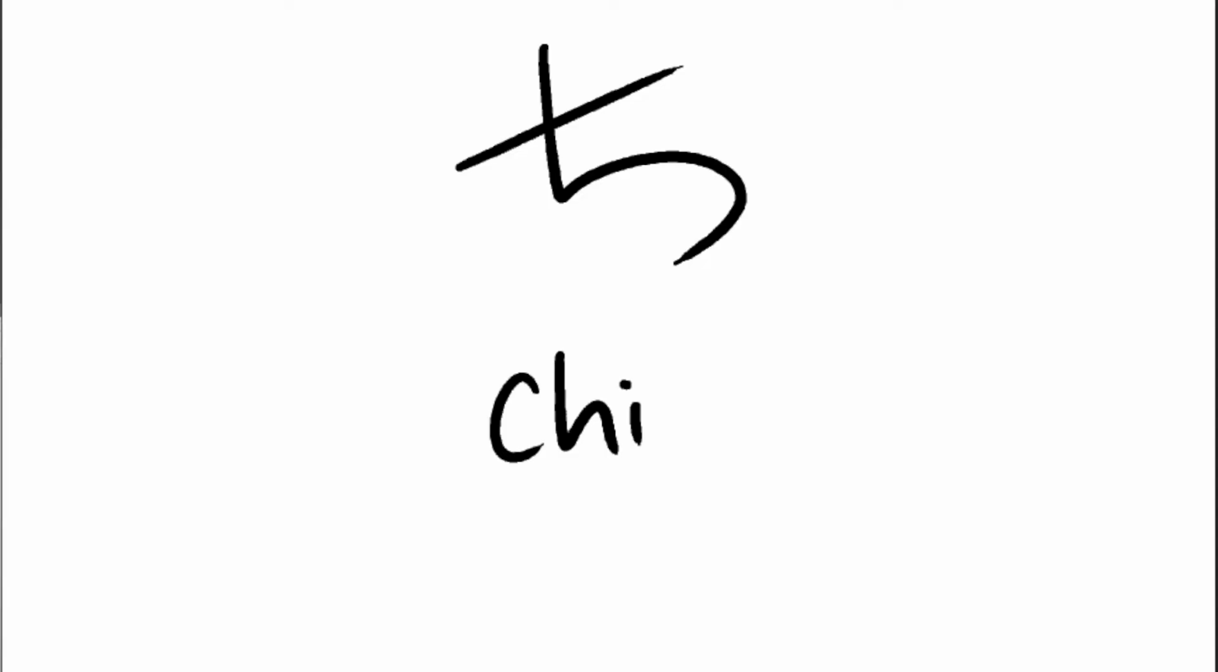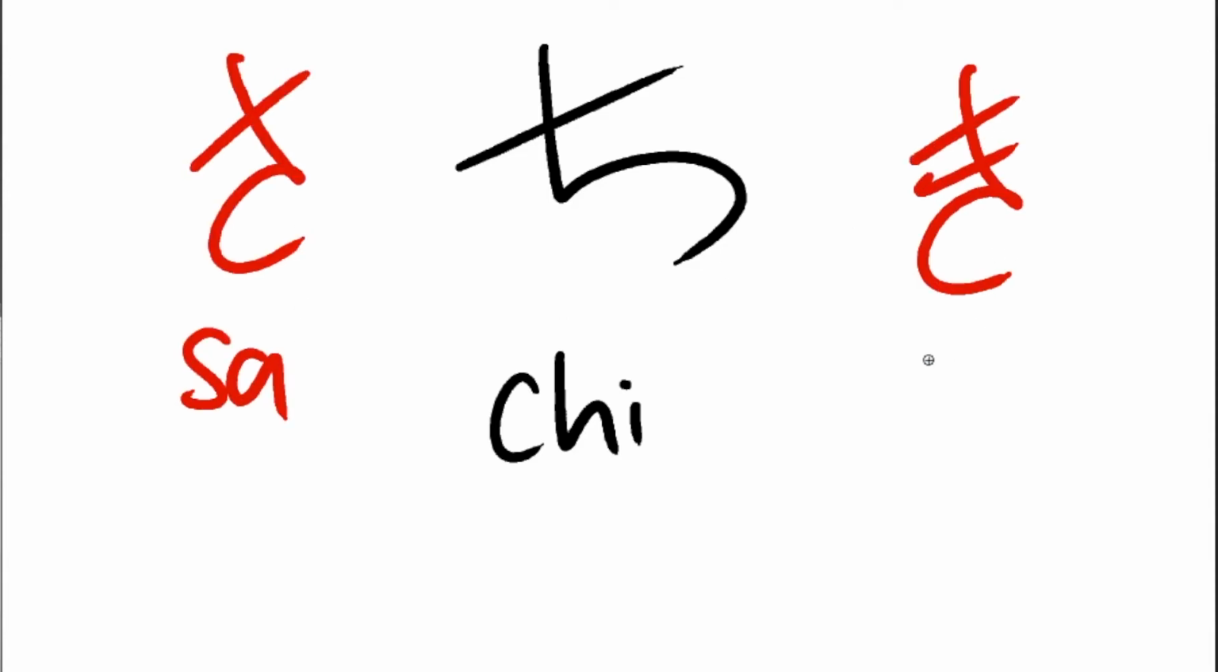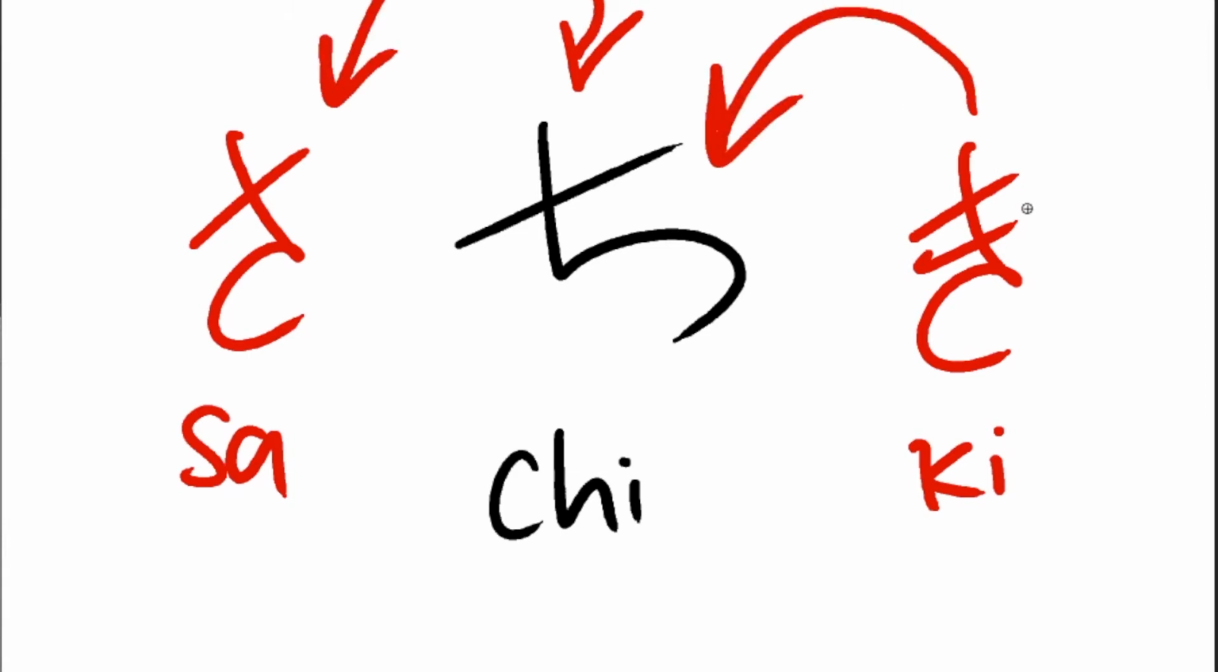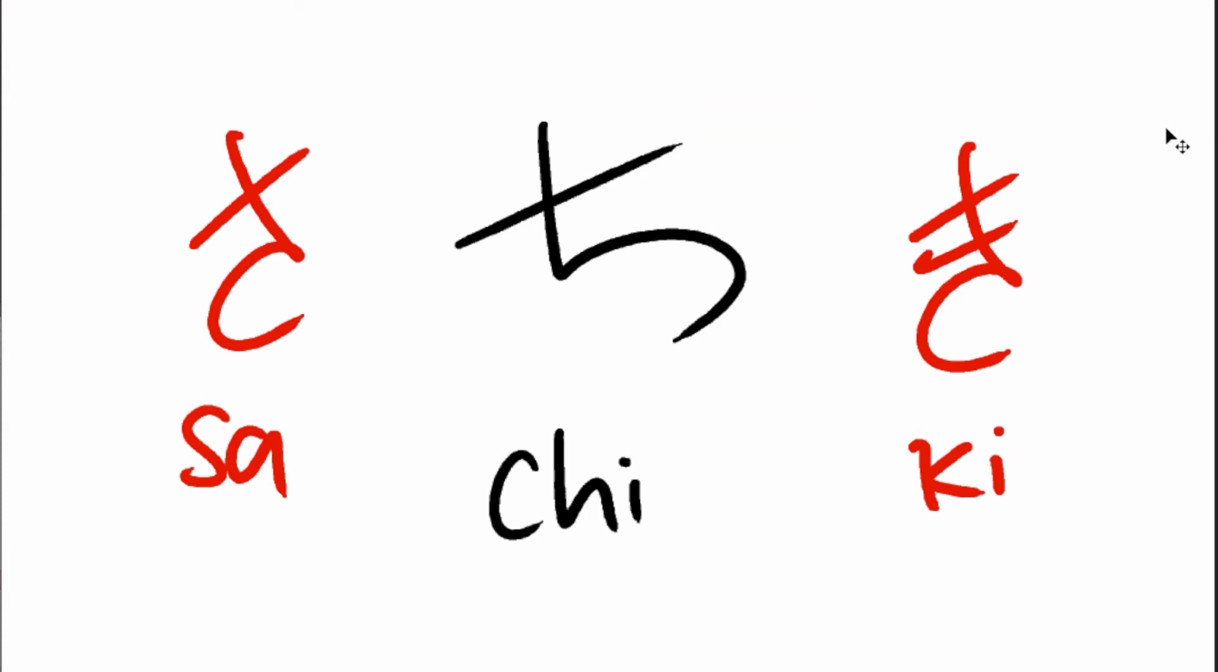Next we have chi, and what you might notice about this is that it looks a whole lot like sa or ki. These are all similar symbols, but they are separate symbols. So I think people get tripped up on these when they first learn hiragana. Just keep in mind these are all 3 different symbols and they are pronounced different ways. So chi is just an inverted sa, and it looks a lot like ki, but it doesn't have that second little line right there.